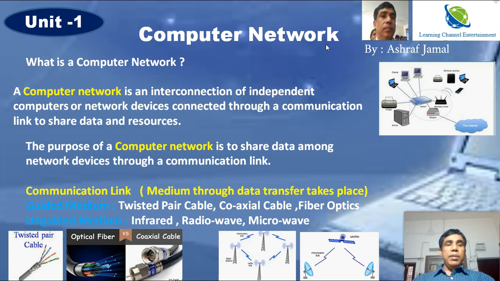So what is a communication link? Communication link is the path through which data transfer takes place. There are two types of medium, guided medium and unguided medium. Guided mediums are twisted pair cable, coaxial cable and fiber optics. Unguided medium: infrared, radio wave, microwave. These are wireless and we can transfer data using these mediums.